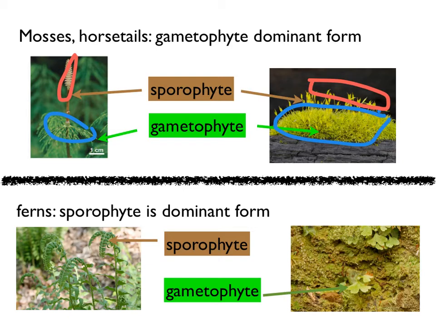Now, for ferns, the gametophyte is a very small structure. Okay, you can see it, but usually out of this grows the fern, the sporophyte part. Here's the sporophyte part. Okay, and it's where the spores are going to be made underneath.